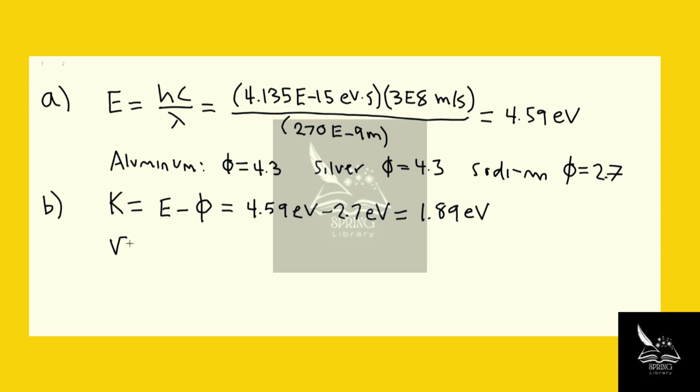And using the kinetic energy equation and solving for v, we would end up with v equals root 2K over m. Plug in values, our value for K, and the mass of an electron, 9.1 e to the negative 31 kilograms. We would get a velocity of 8.15 times 10 to the 5 meters per second. Great. So now let's move to another page and look at some specifics for gold.